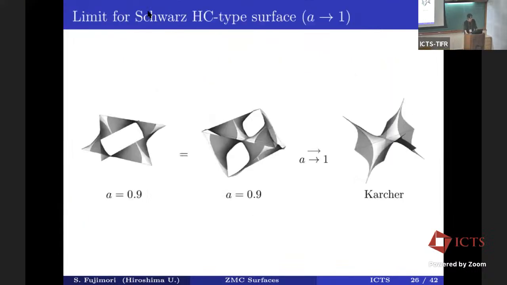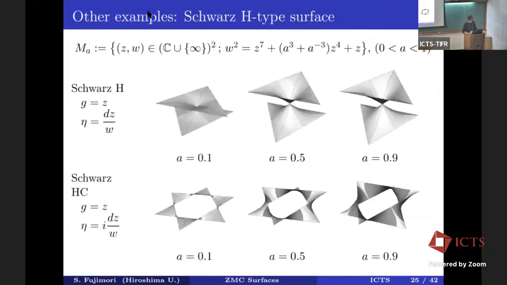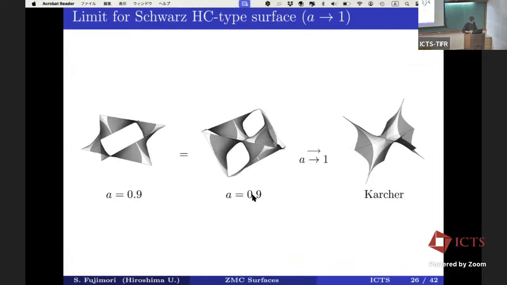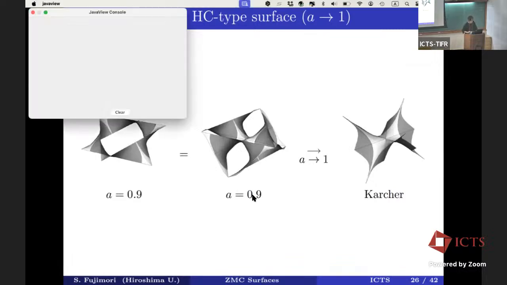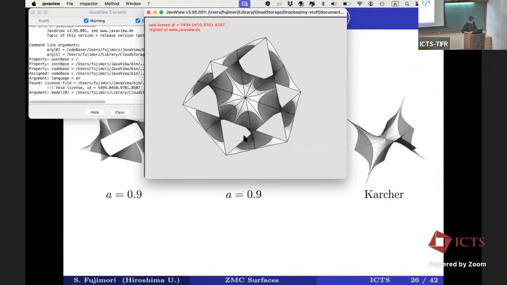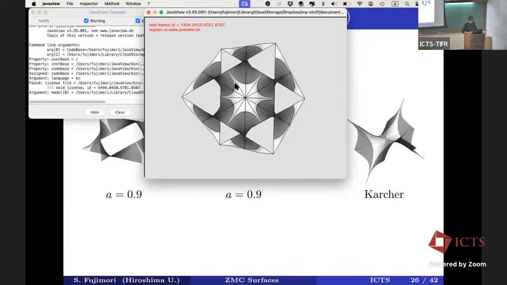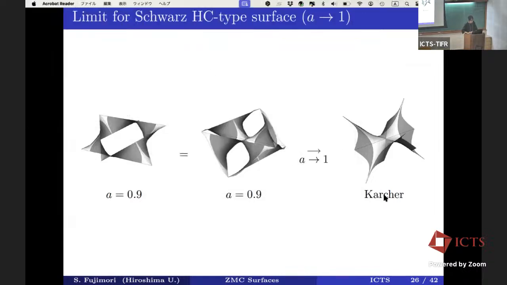Now, the limit of the surface. So, A goes to 1. So the limit, this surface is the same as this surface after suitable translation, okay? So in the center we have something. And this is the Karcher surface.